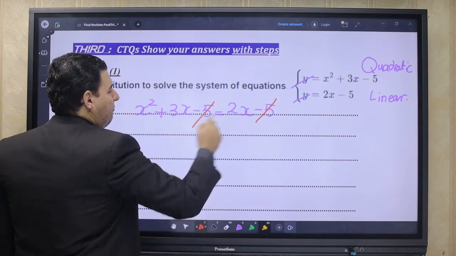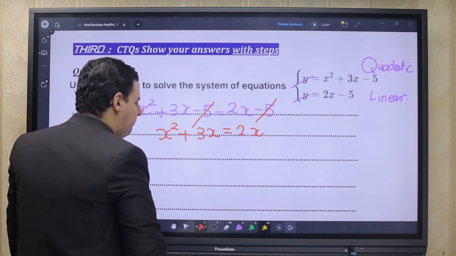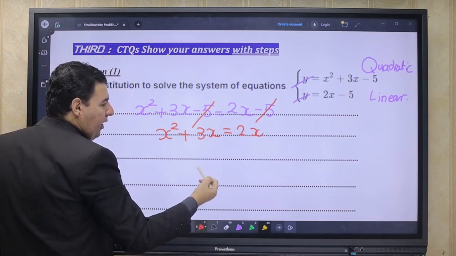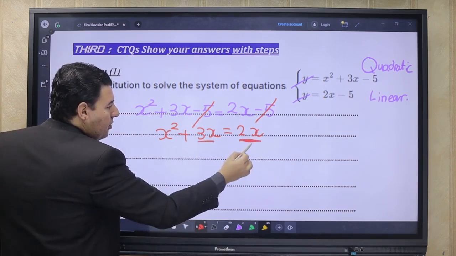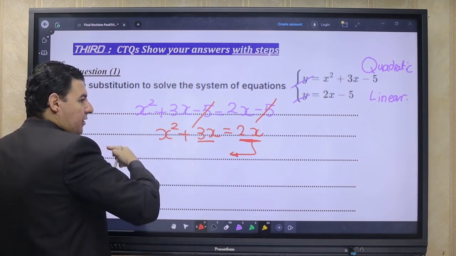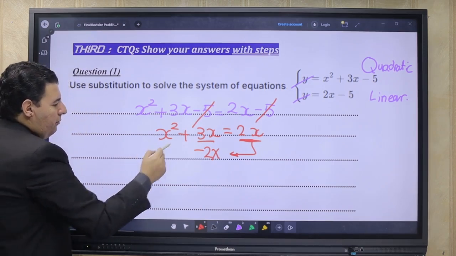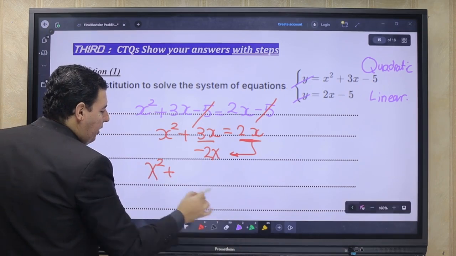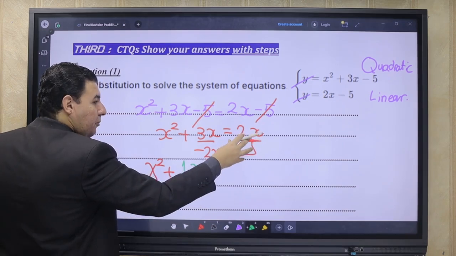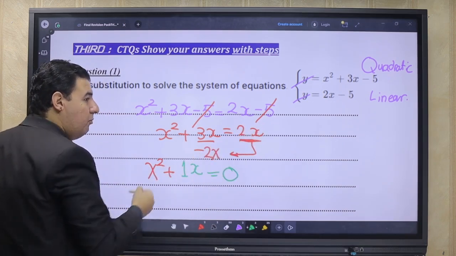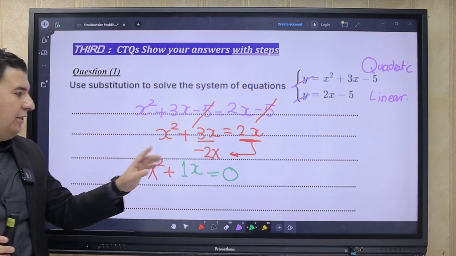We found that negative 5 will be cancelled. So x squared plus 3x equals 2x. We can collect the like terms on the left-hand side of the equation. So 2x and 3x are like terms. So we will move the 2x to the left-hand side of the equation with minus 2x. So x squared plus 3x minus 2x will be 1x. And the right side is empty, so it will be 0. Because when we move 2x to the other side, this part will be empty. So this equation equals 0.